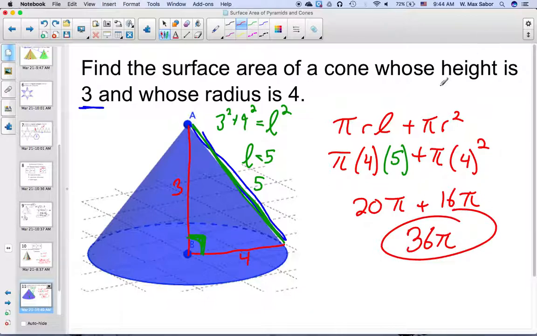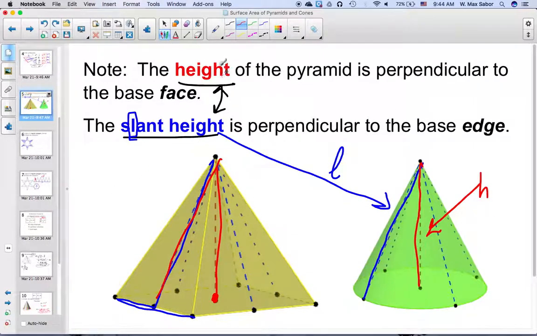Watch out for height versus slant height. Go back to this slide. The height versus the slant height. They are different.